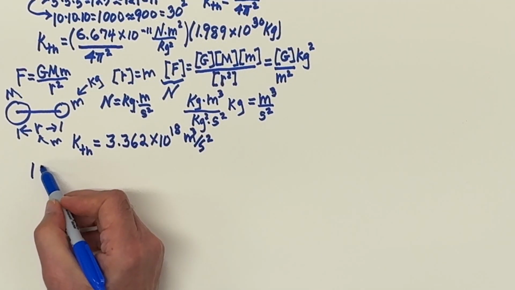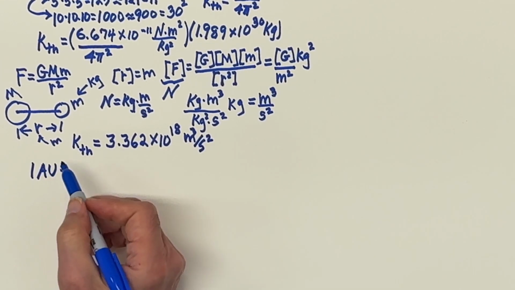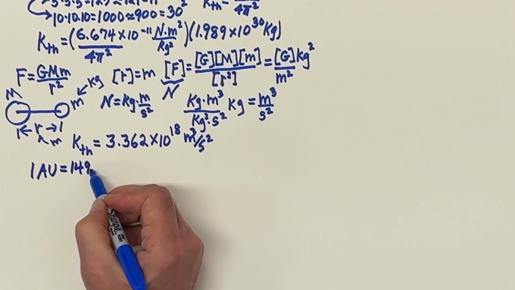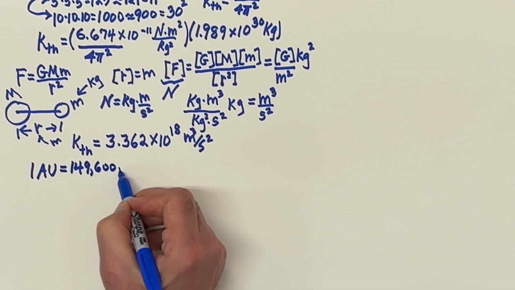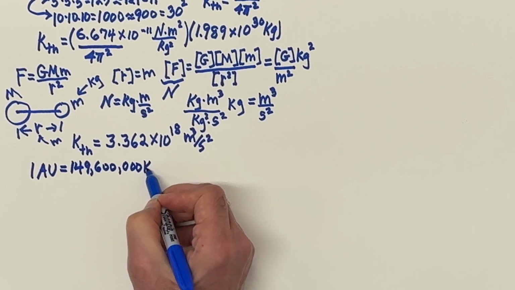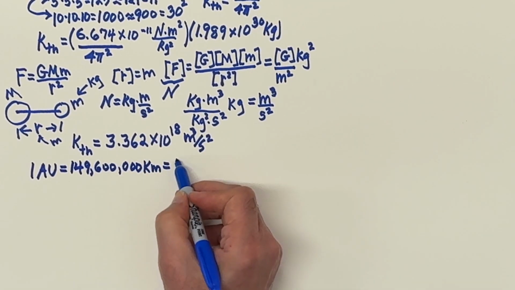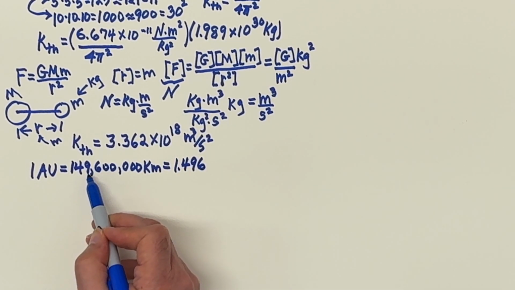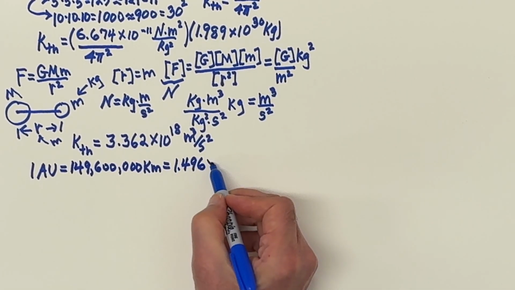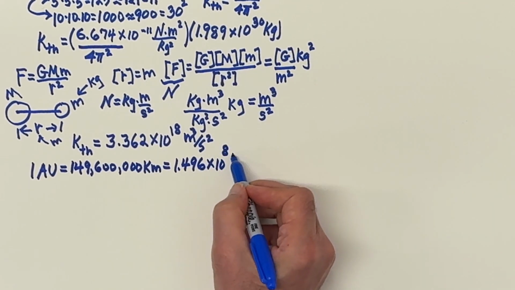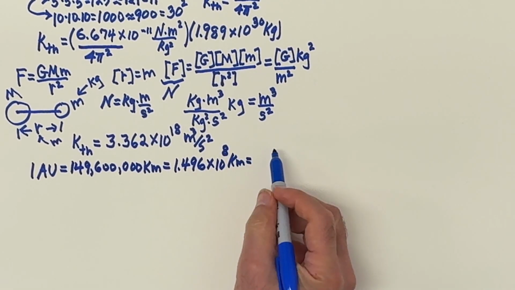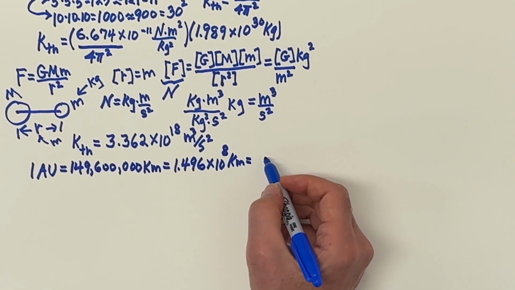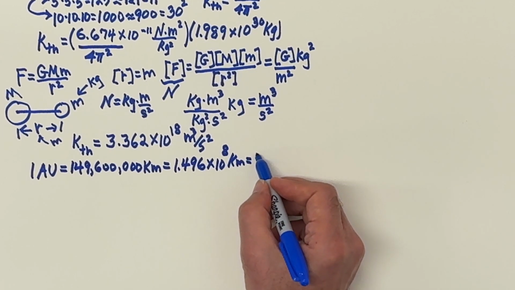Well, we know that one astronomical unit, the distance from the sun to the earth, is 149,600,000 kilometers. So that's 1.496, gotta go over 2 decimals and then 3 and 3. So that's 1.496 times 10 to the 8 kilometers. But we want meters. So a kilometer is 10 to the 3 meters. So we need to have 3 more zeros for meters.